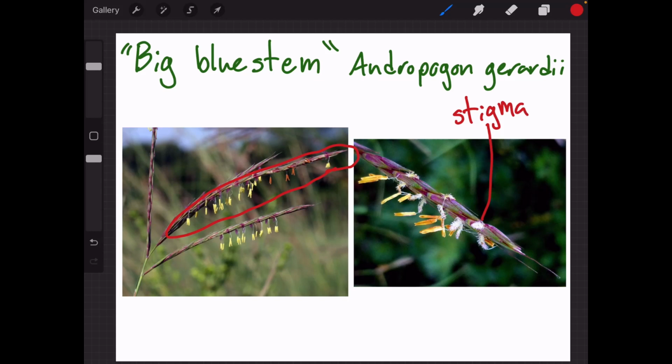And the reason why these hang down and are so exposed is because you need to remember that these are wind pollinated. And so by letting these anthers and stigma hang out, one, you're able to disperse the pollen in the anthers, and then the stigma are able to capture that pollen as it flies by.